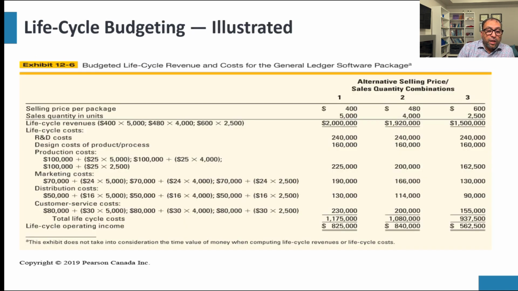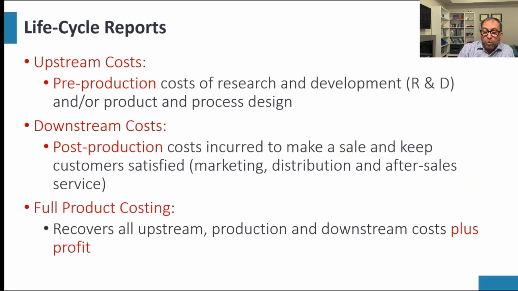Now, in life cycle budgeting, there are two types of cost, which we call upstream cost and downstream cost. Upstream cost is a pre-production cost, like research and development, and product and process designing. Downstream cost is a post-production cost incurred to make a sale and keep customers satisfied: marketing, distribution, and after-sales services. And full product cost is to recover all upstream, production, and downstream costs plus the profit. So that's full product costing.